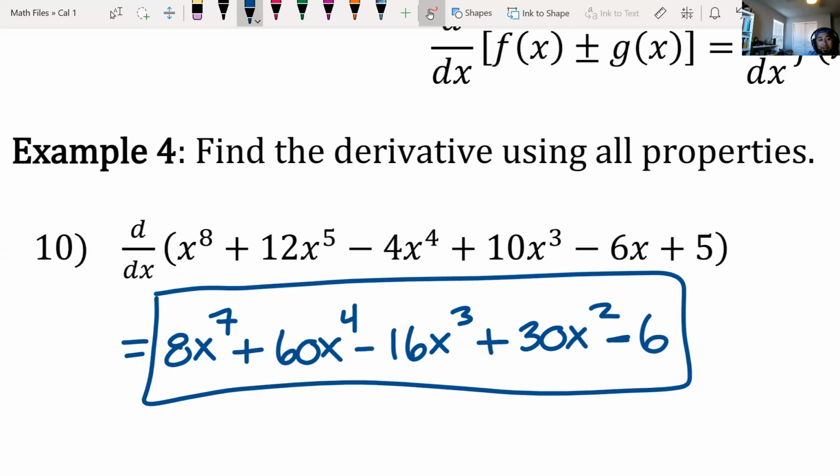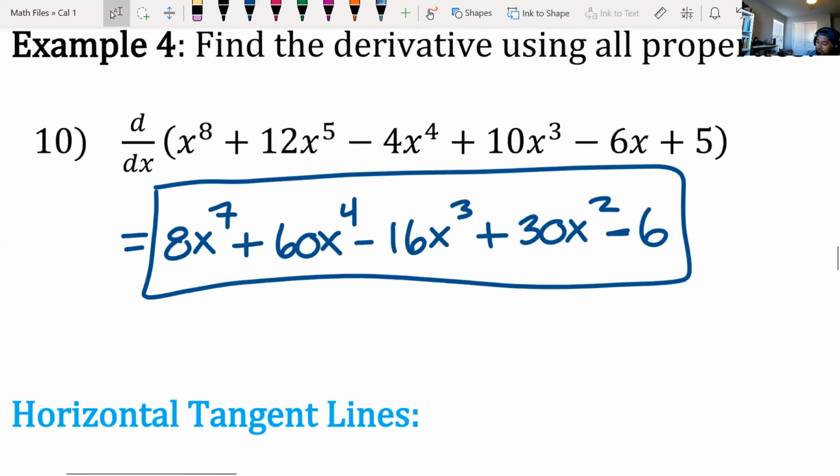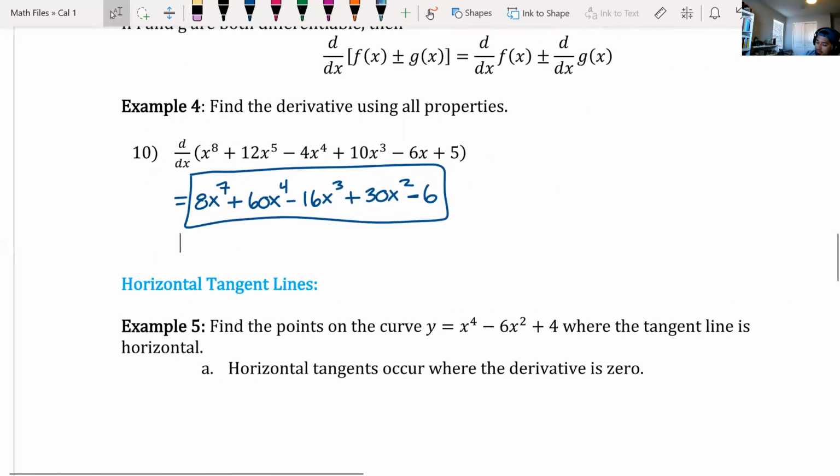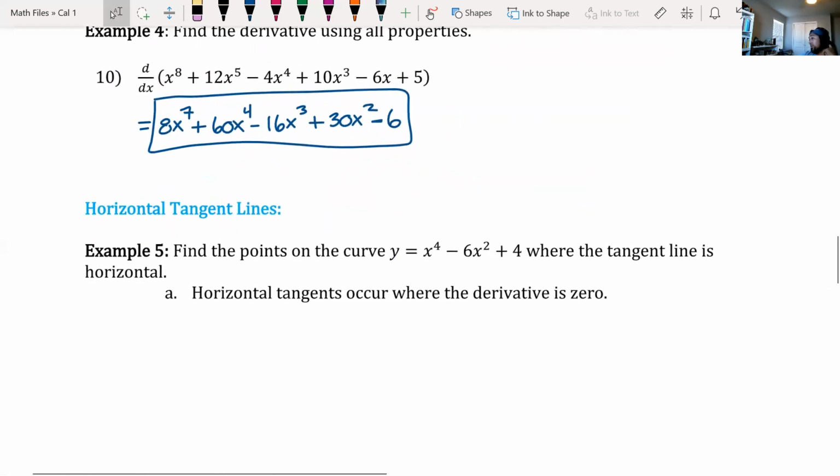That wasn't bad at all, huh? I'm waiting for the hard stuff. Oh, there's nothing hard today. We just made your life simpler. All right. So the shortcut derivatives make our process a lot simpler.